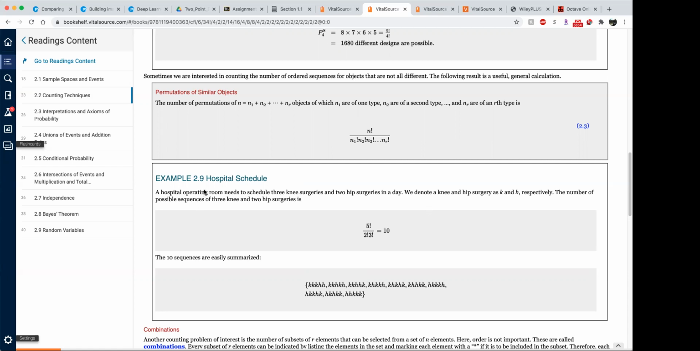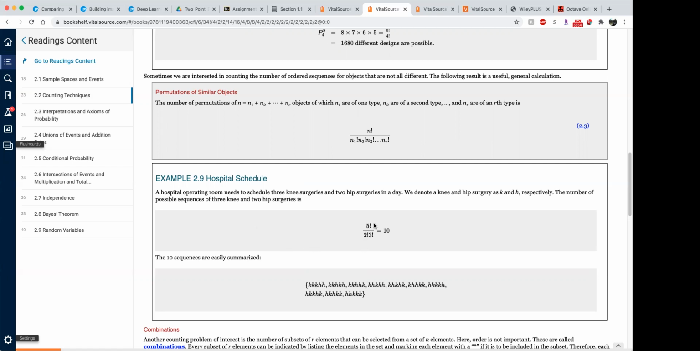So example 2.9, how many groups? 2. R equals 2. So we need to figure out n1 and n2. n1 is 3, n2 is 2. And how many surgeries in a day in total? 5.